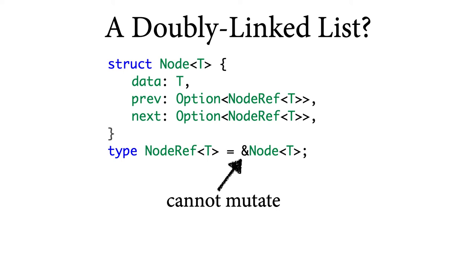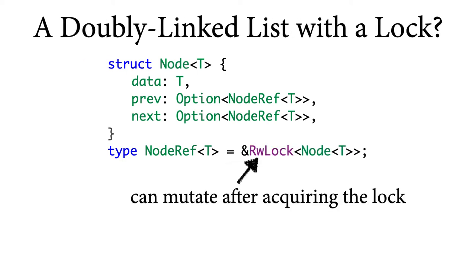Remember, here we were naively defining node ref using a shared reference type, reference to a node, which meant we couldn't mutate it at all. And we can instead replace that with a shared reference to an RW lock of a node.